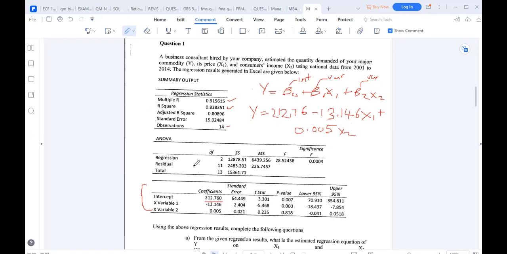So we are able to extract four things already here. Number one, our R squared simply means 83% of the independent variables affect the dependent variable. Our multiple R means the relationship is positive. And the coefficients here, we're able to come up with the regression equation where the intercept is 212.76 minus 13.146 plus 0.005. At that point, is there anyone who's behind?